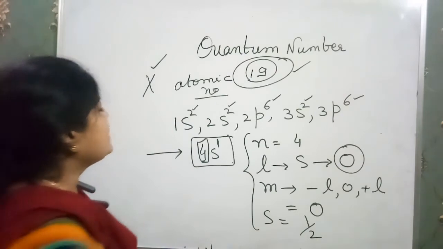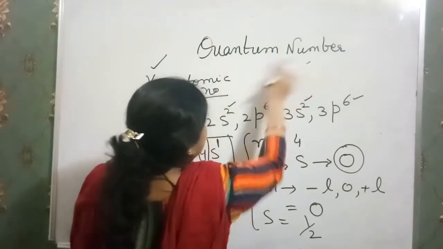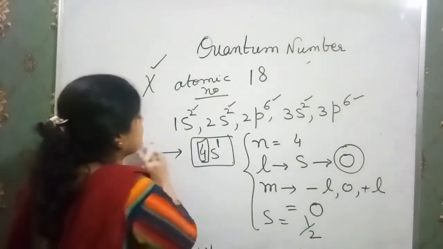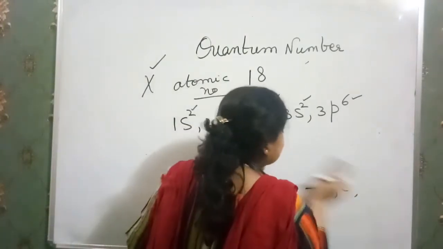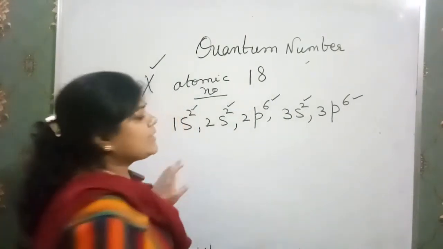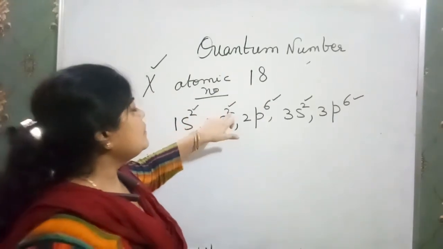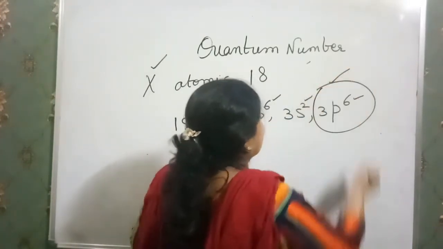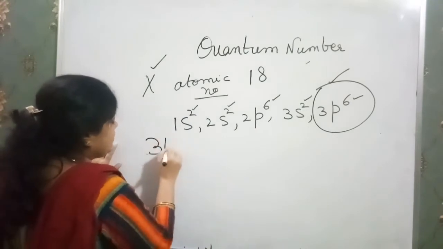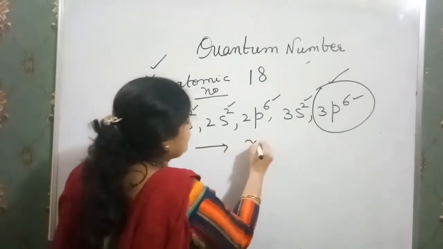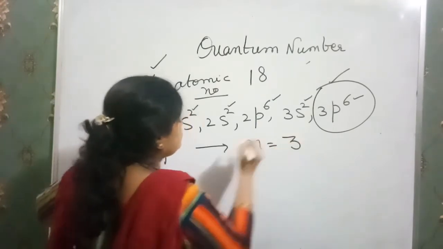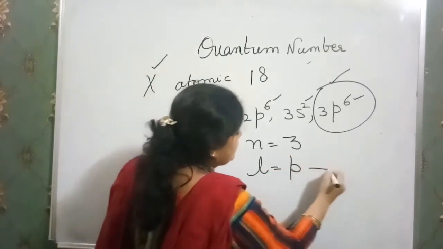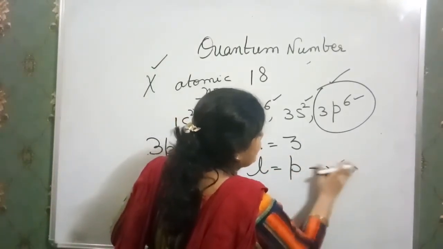Clear? Now for example, if we have atomic number 18, write the 4 quantum number sets for atomic number 18. Then we don't have this one and our electronic configuration becomes this way. Just count 2, 2, 4, 6, 10, 12, 6, 18. So for the last one, we have to write the set of 4 quantum numbers. That is 3p6. So here the principal quantum number is 3, the azimuthal quantum number is p, and for p, the azimuthal quantum number is 1.